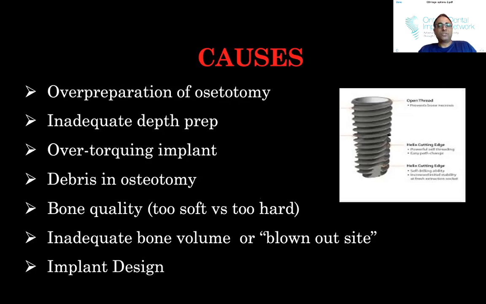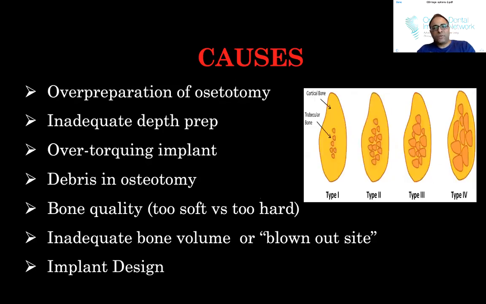If you have soft bone, right? Really soft bone. And again, you don't follow proper protocol. Or if you have hard bone and you haven't actually over prepped the bone, because in some cases of hard bone, we actually prep the site 0.5 millimeter larger than the intended size of the implant to be able to actually get it down. Inadequate bone volume, there's not enough bone to support the implant. Or you've completely blown out the site. And then of course your implant design is super important because it needs to have somewhat of an aggressive thread, an active thread. Again, not too aggressive where it's chewing up bone, but aggressive enough to grab the bone.